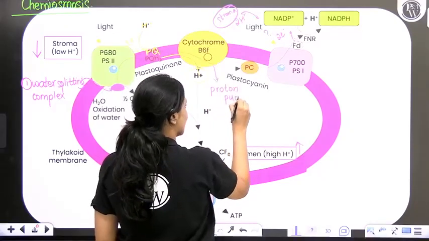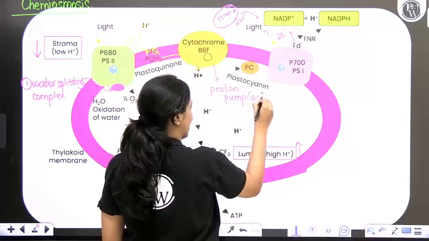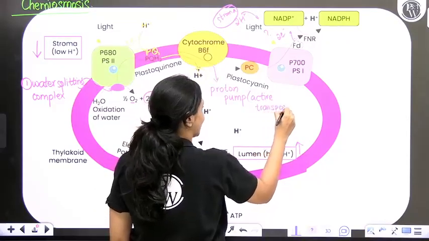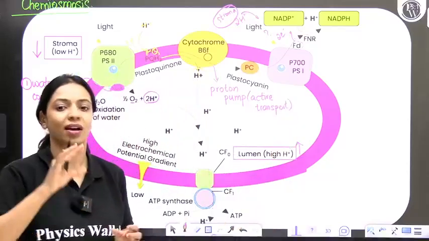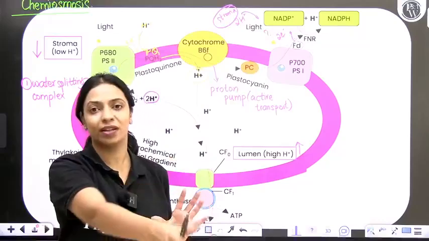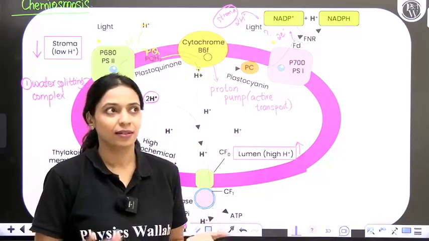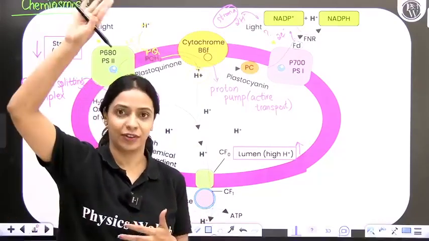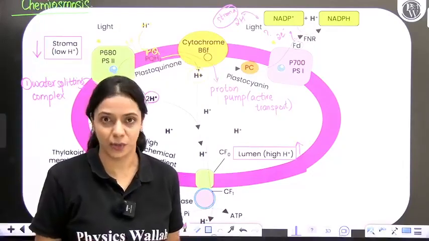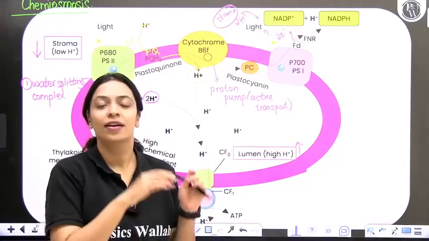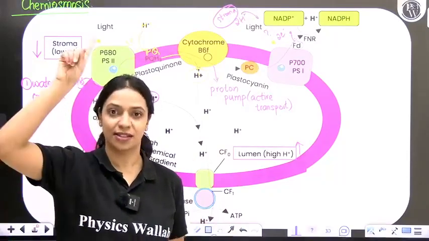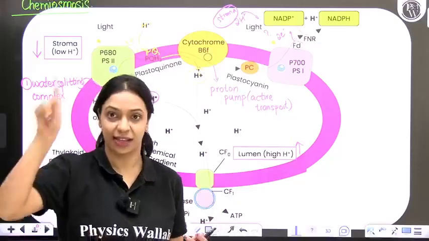Pump means active transport is happening. What does active transport mean? Active transport is when you're transporting something from a region where it's already less to a region where it's already more. Like you're pumping water against gravity. For water to fall from the third floor to the ground floor, you don't require energy. But if you have to pump water from the ground floor to the fourth floor, you need a motor. Energy is required because it's against gravity.